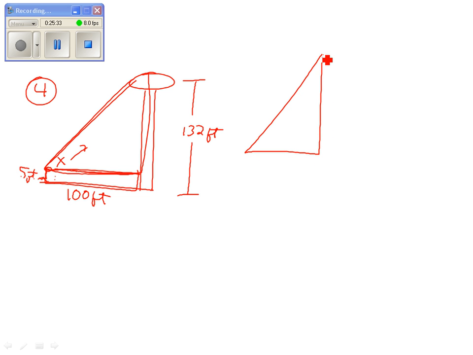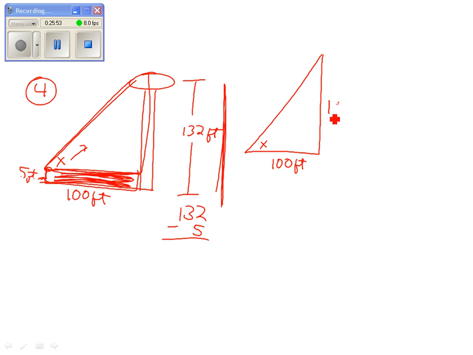So I'm gonna redraw the triangle over here. We're looking for X, we know this is 100. Now the problem is this side over here is a little different because it's not this whole 132, because we gotta get rid of this 5 foot down here. Well, all we do is take 132, subtract off 5, and you get 127 for this side. Now it's going to tell us, if we solve this, it's going to tell us the angle of elevation.